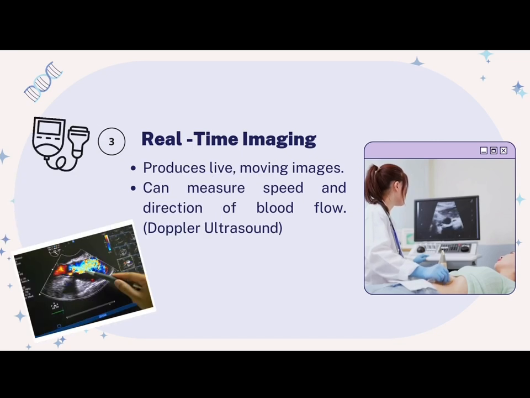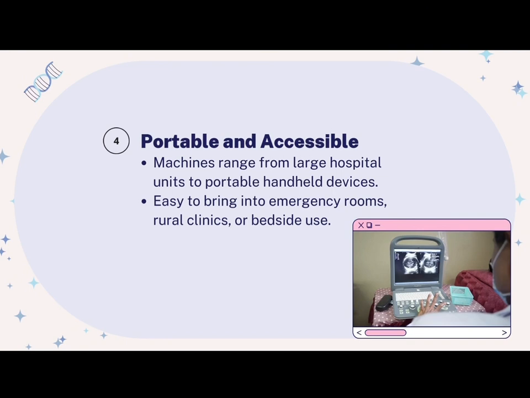One of the biggest advantages of ultrasound is that it provides real-time images. This allows doctors to observe movement inside the body, such as the baby's heartbeat, organ motion, or even blood flowing through blood vessels. With Doppler ultrasound, doctors can assess blood flow speed and direction, which helps detect blockage or circulation problems. Ultrasound machines are also portable and affordable compared to MRI or CT scans.